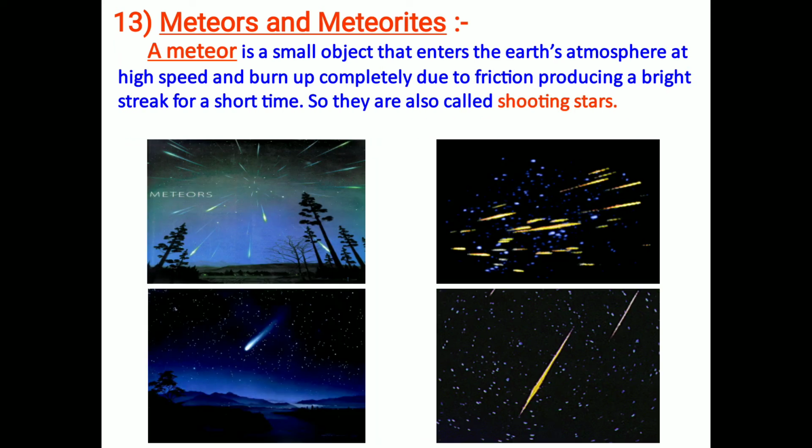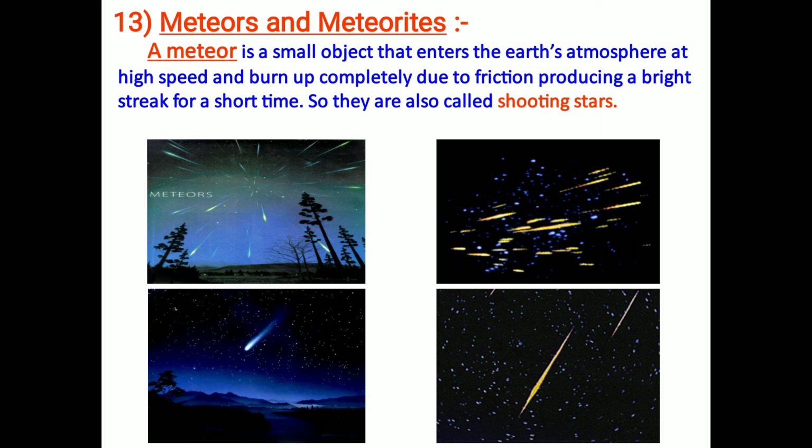Now, the meteors. A meteor is a small object that enters the Earth's atmosphere at very high speed and burns up completely due to friction, producing a bright streak for a short time. So, they are also called shooting stars.